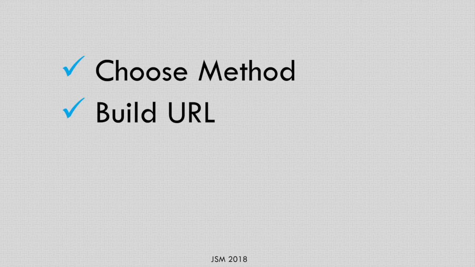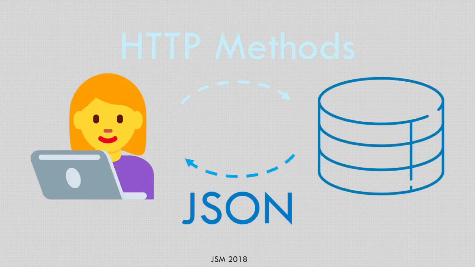All right, so we've covered now the first two steps in building an API request: the first being choosing a method, and the second being building that URL. And we've also covered how that data is going to come back to us, often in the format of JSON.